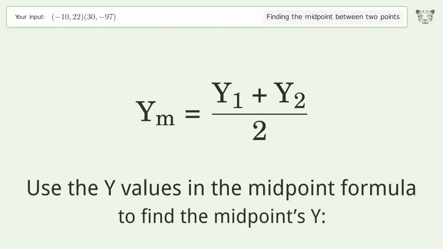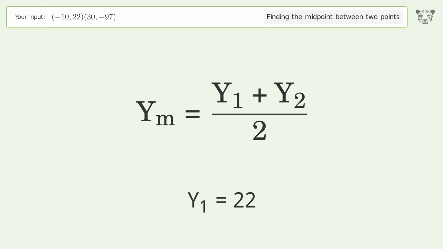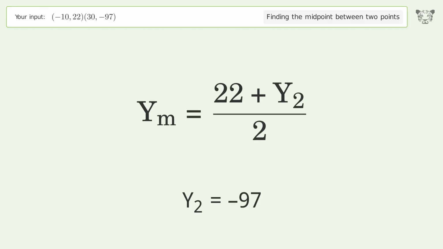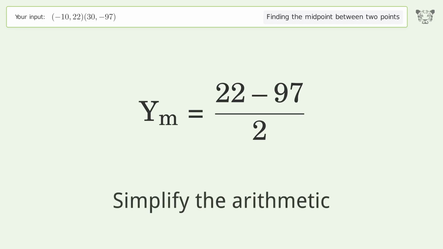Use the y values in the midpoint formula to find the midpoint's y. y1 equals 22. y2 equals -97. Simplify the arithmetic.